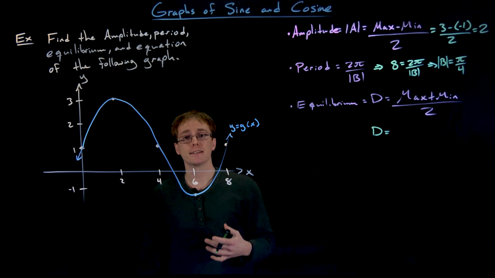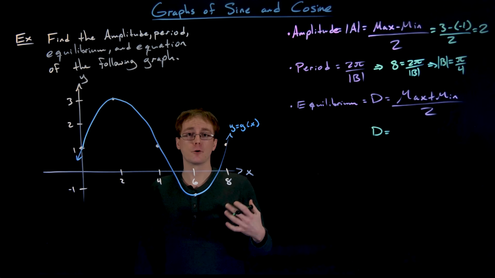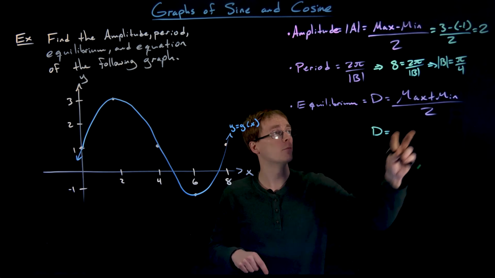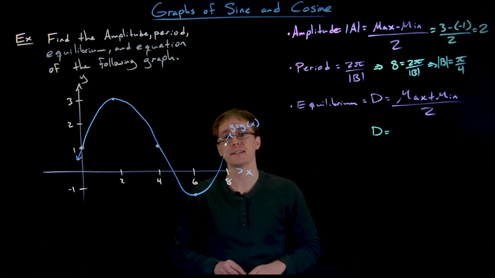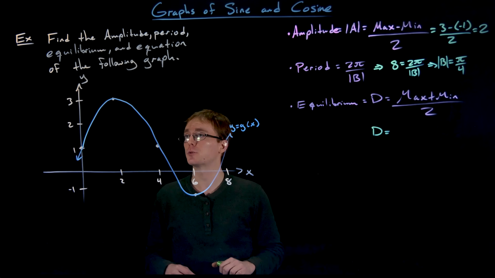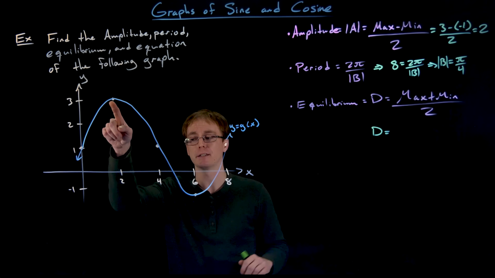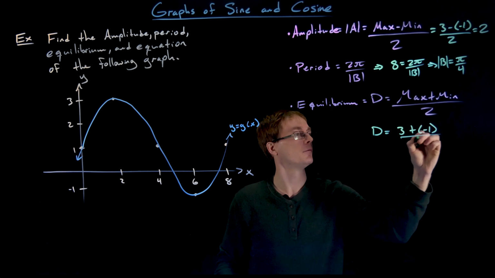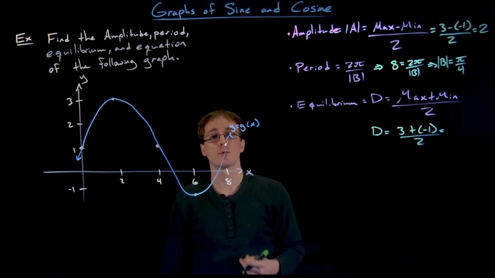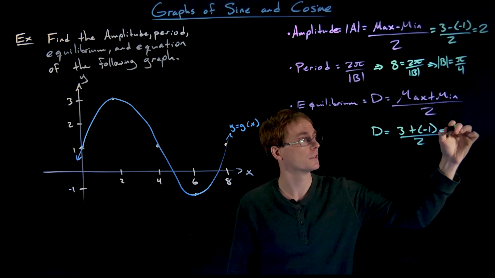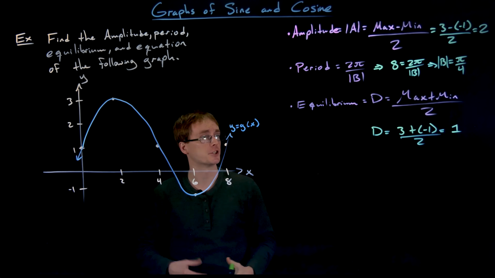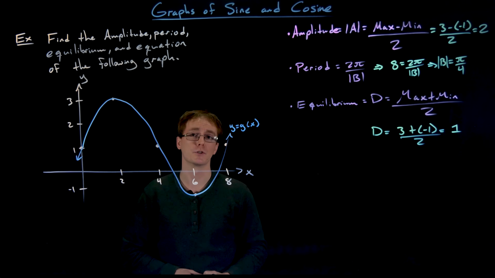All right, so up next is our equilibrium or midline or midpoint value of D. We can just visually inspect that and see that it is 1. We can also use our little formula over here just to verify or double check our visual inspection. So the maximum is 3. The minimum is negative 1. 3 plus negative 1 is positive 2. And positive 2 divided by 2 is 1. So that matches up with our visual inspection. Our equilibrium is equal to 1.